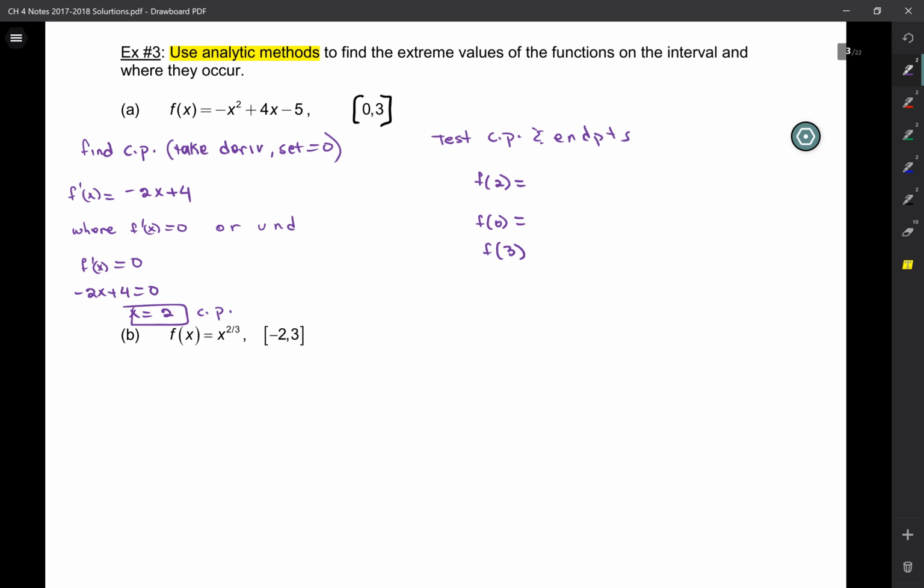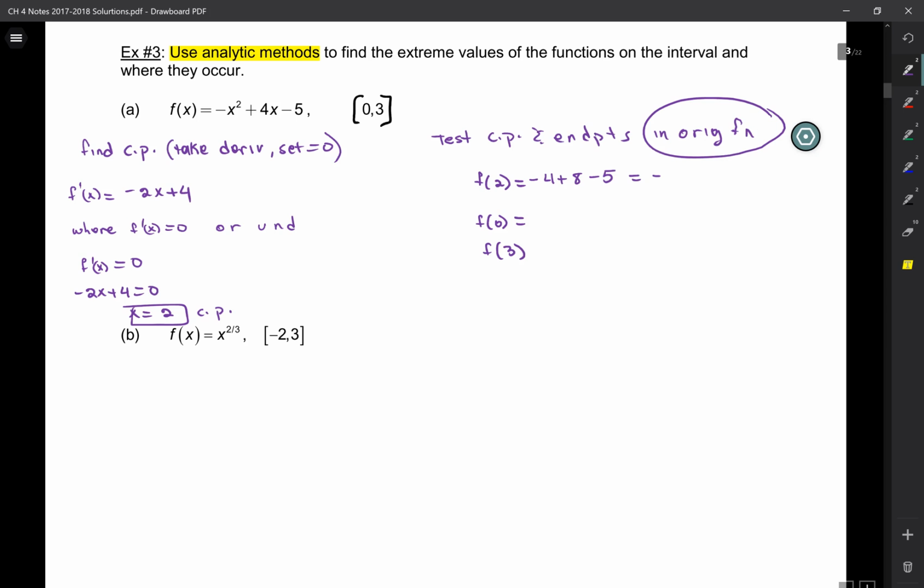So f of 2 is negative 4, negative 2 squared, which is negative 4, plus 8 minus 5. In the original function, let me write that down. Negative 1. Okay, f of 0, negative 5. f of 3, how much is f of 3? Negative 9 plus 12, 3, minus 5, negative 2.